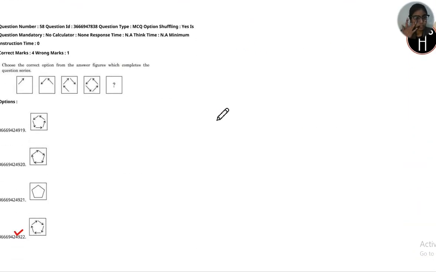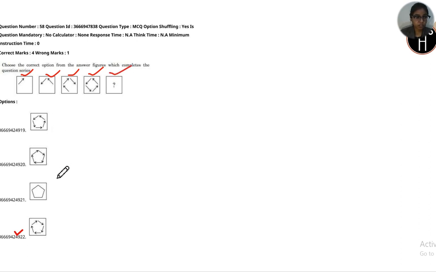Choose the correct option from the answer figures which complete the question series. In this question series, an arrow is going upward. Again, what is happening on this side? This arrow is going downward. But in this one you have only one arrow, in this one you have two arrows, here you have three arrows, here you have four arrows. So as per the pattern we can say that this one will be having five arrows.